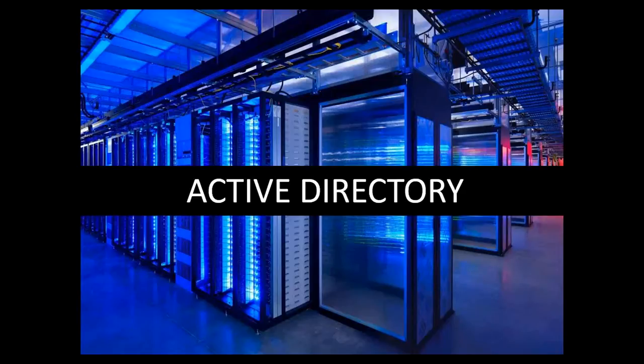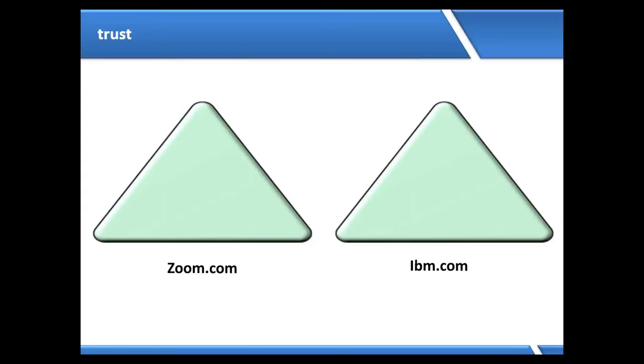For example, there are two different organizations, maybe Zoom and IBM. Two different companies, two different organizations, two different domains. Now in Zoom, I have a user. In IBM, I have a user. For example, in zoom.com, I have a user like Z1. In IBM.com, I have a user like U1. And we do have computers in Zoom as well as in IBM.